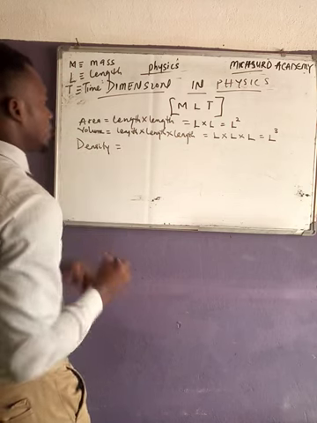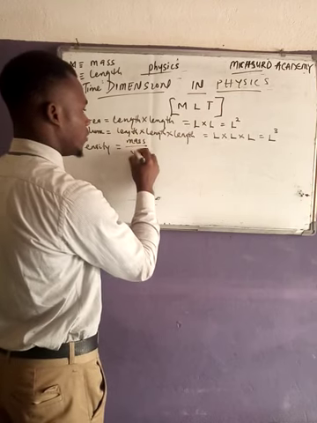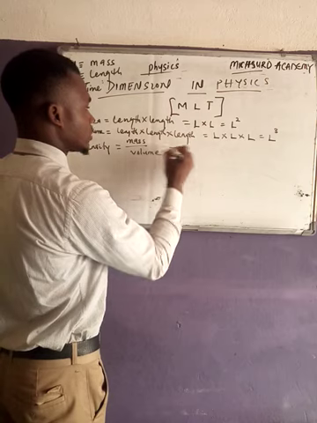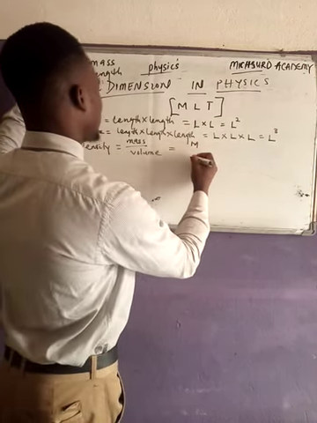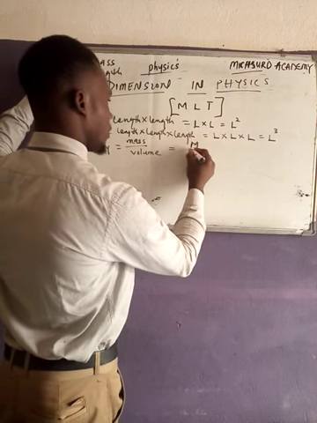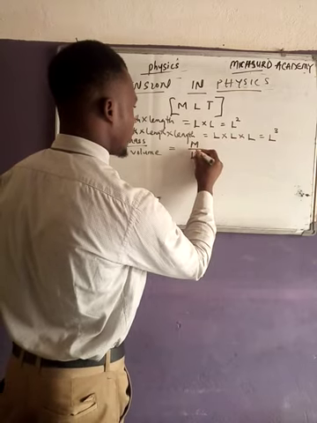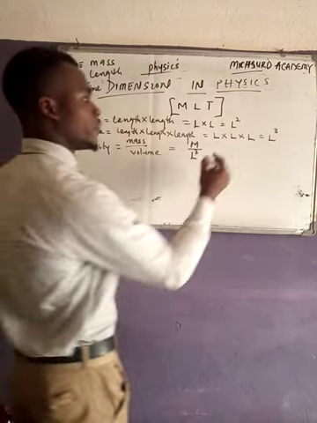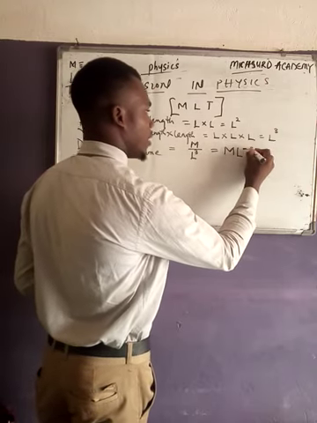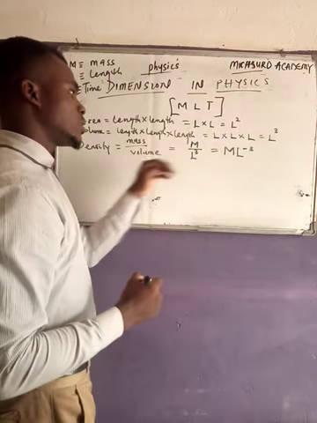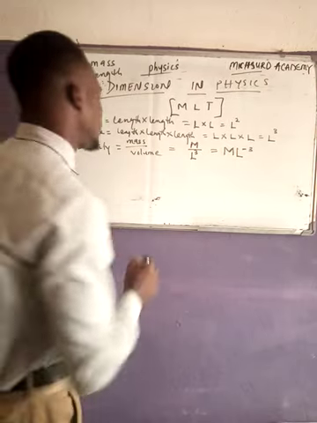Alright, so we have density as a quantity. Density is given as mass over volume. Our mass has dimension capital M, all over our volume, whose dimension we have gotten as L raised to power 3. From our indices, we can write this as M L raised to power minus 3. So this gives us the dimension for density.